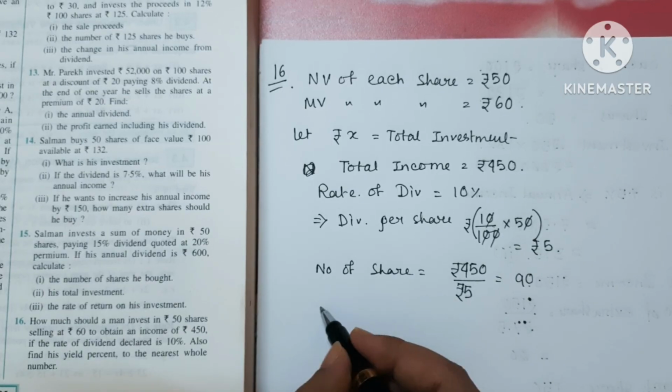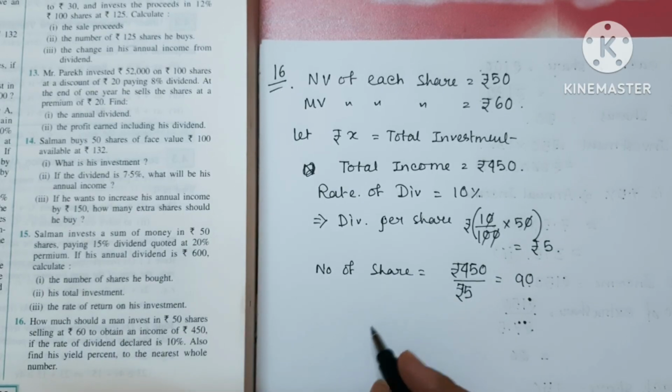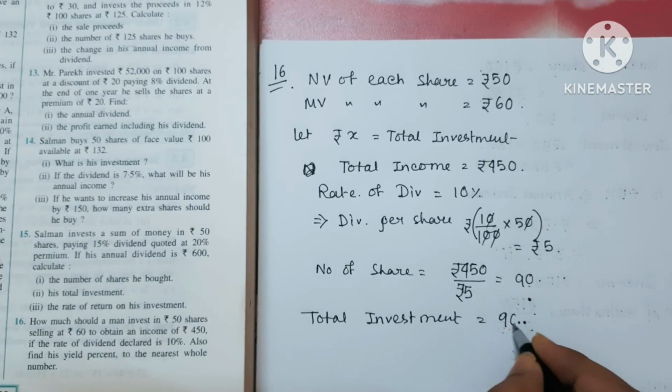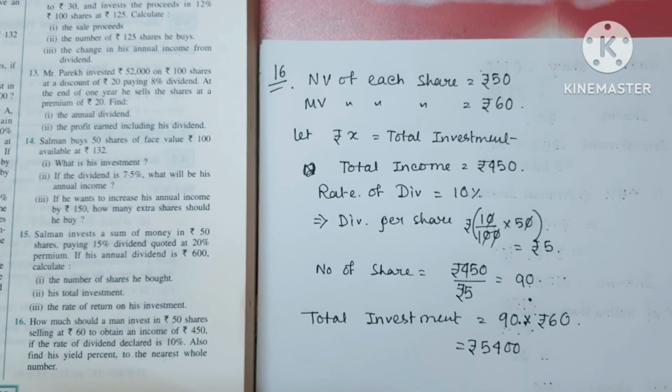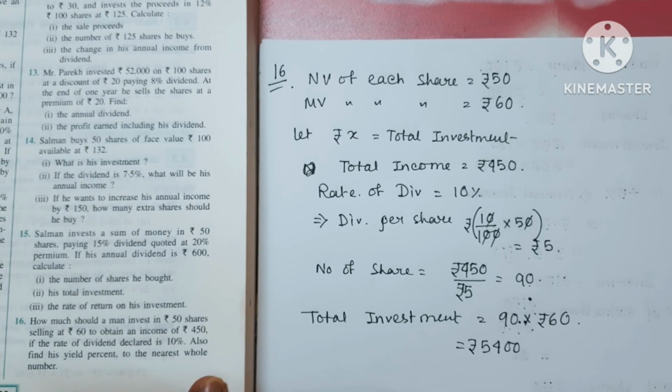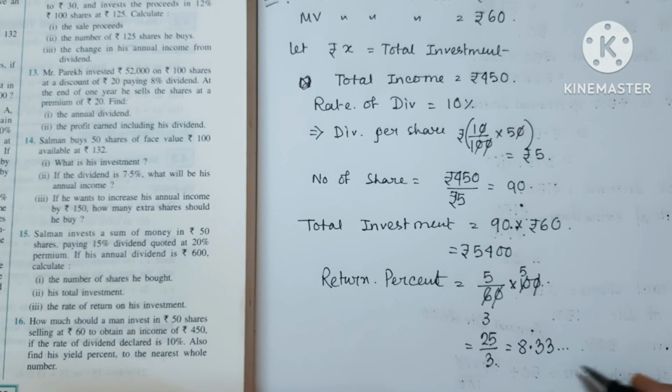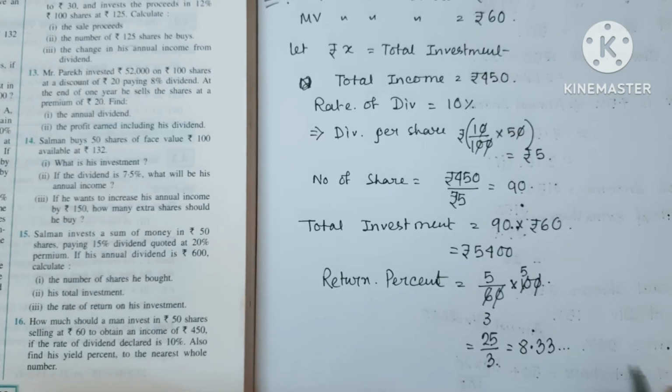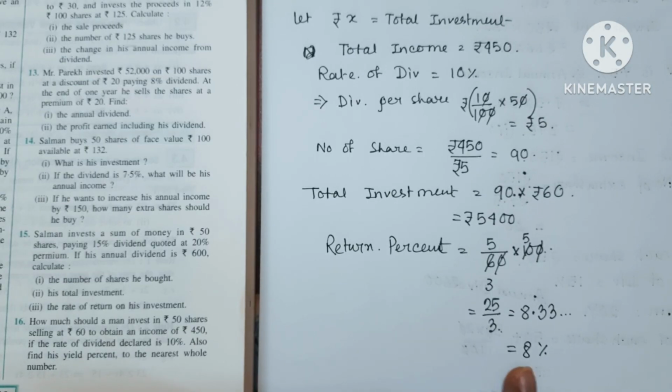So total investment, how much should a man invest, that means total investment 90 into rupees 60, this one. And find his yield percent, that means return percent, that means income percentage. Okay. So return percent or yield percent, whatever you can say. So return percent, they have told to write the value to the nearest whole number. So nearest whole number will be 8%. 8% will be the answer.